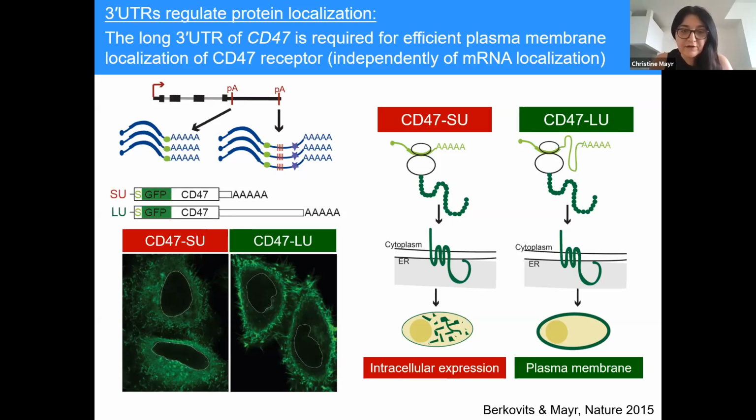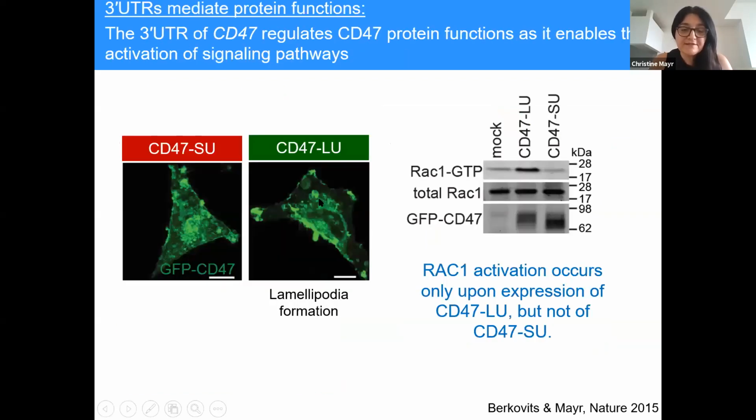So when we look at a different cell type and we transfect in CD47 made from a long or a short UTR isoform, we see actually that the cell morphology has changed. So in the presence of the long 3' UTR, we see lamellipodia formation, and this doesn't occur in the short isoform. Lamellipodia formation is a sign of active RAC, and therefore we then looked, do these cells where we transfected in CD47 with a long UTR actually have more active RAC? And you can see, yes, they do.